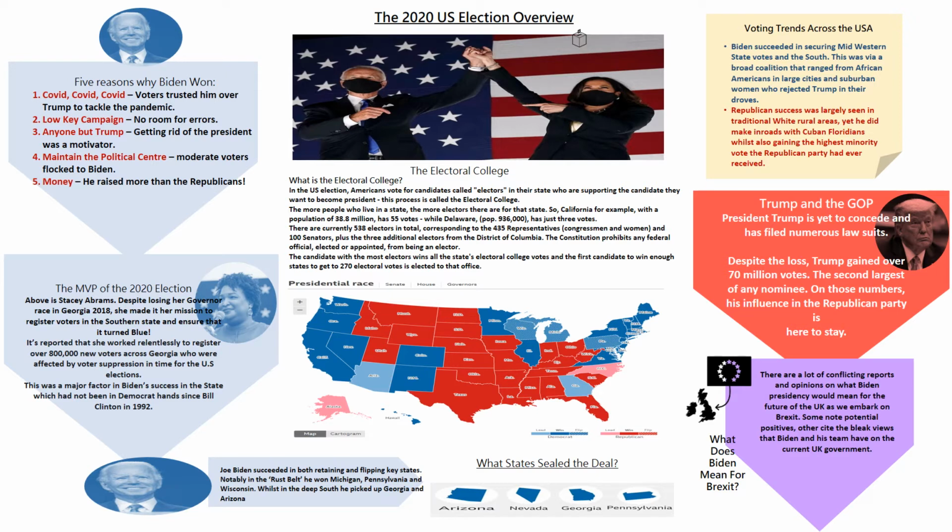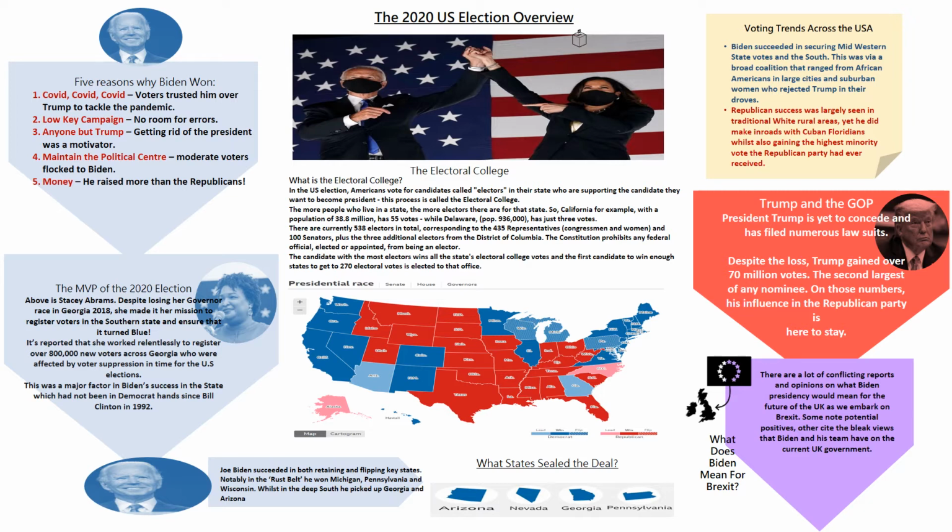Now, this slide here, as I said, just talks you through some of the key points from the presidential race. You've got here 5 reasons why Joe Biden won the US election. You've got a bit on voting trends across the USA. Donald Trump, you'll have seen he's been in the news recently about refusing to accept the decision. Joe Biden has now just been sworn in as president, but Trump did gain over 70 million votes, which shows he does still have a lot of support, particularly within the Republican Party as well. So we'll need to see what happens in the future with that.